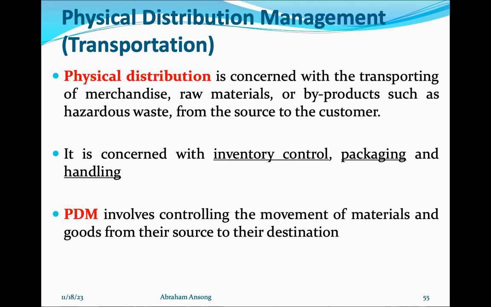So in physical distribution management, we are interested in whether we have enough of the goods that we have to transport, whether we have less of them, and so on and so forth. How have they been packaged? Because damages and breakages and all manner of destruction could come as a result of poor packaging. So under physical distribution, packaging is very, very important. And then handling, how these things are packed into the trucks, and all those things are very, very critical under physical distribution. So physical distribution management involves controlling the movement of materials and goods from their source to their destination.